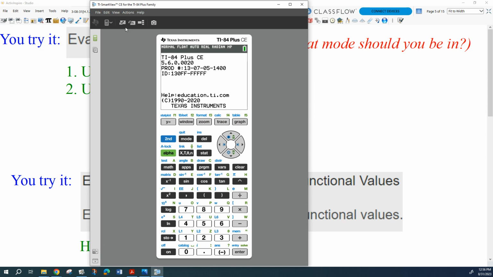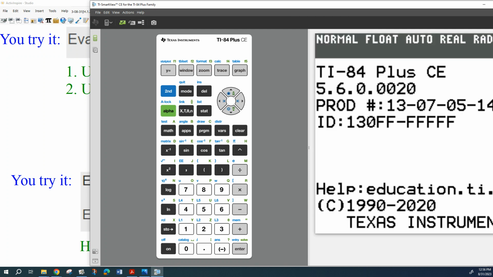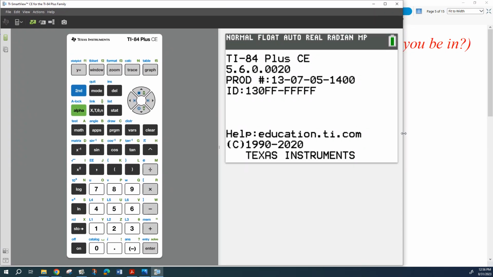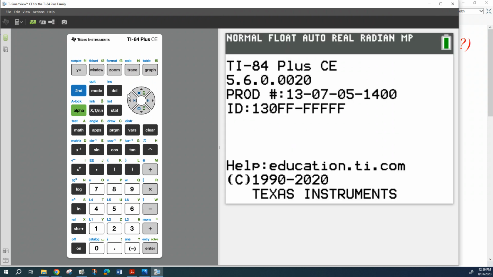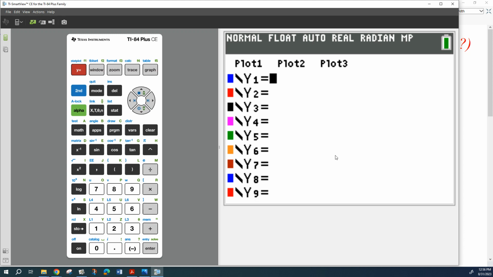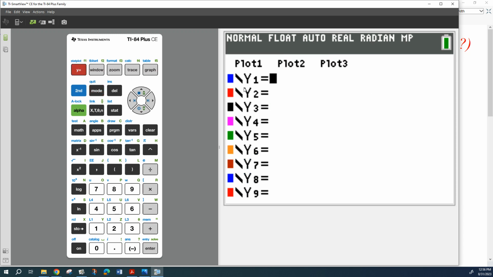Okay, so I'm going to separate this so the screen is enlarged and you can see it a little bit better. Same idea though. Let's delete everything, quit. So I'm going to go into graph. You guys know this. You go to y equals. Let's make sure we're in the right mode. Are we in radians mode? Yes, we are.